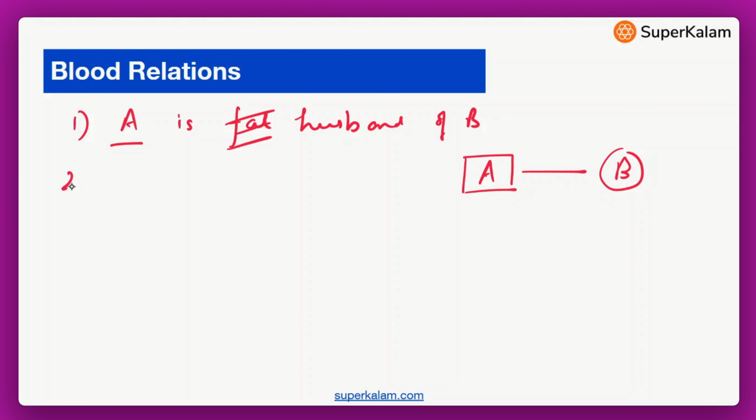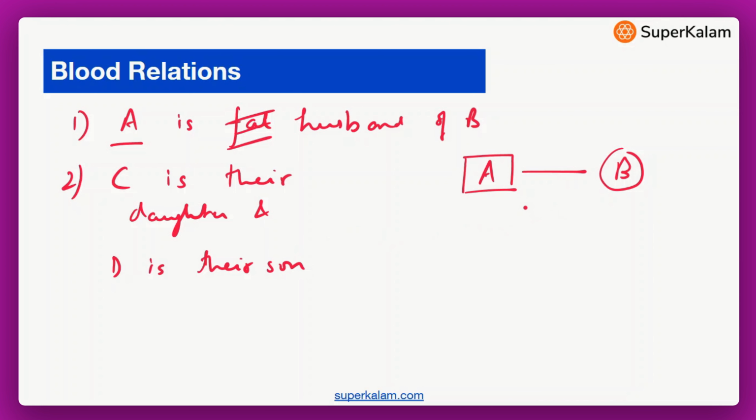Secondly, let's say C is their daughter and D is their son. To show the offspring of this couple, we will use this type of map. So these two are the offspring, C and D. C is a daughter, so C will be showcased using a circle, and D with a square box because D is their son.